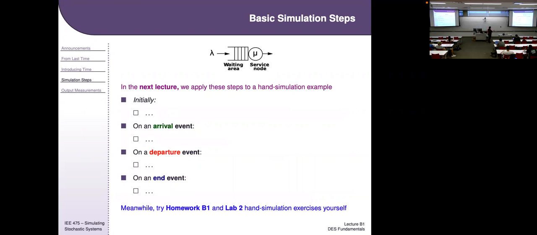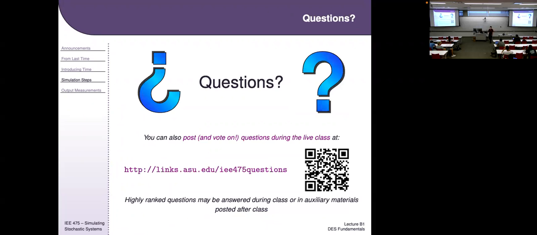In the next lecture, we're going to do these in a hand simulation example that will be very similar to your homework B1. But meanwhile, you'll get some experience with this in lab 2, and if you're starting to work on lab or homework B1 yourself. All right, so any questions about the sim steps?